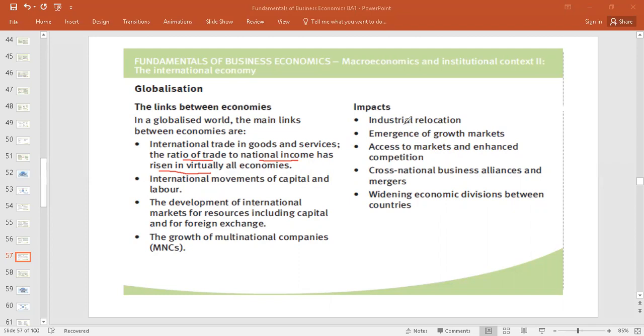Some of them can think about taking over another business from another country. Such things are possible. Widening economic divisions between countries.